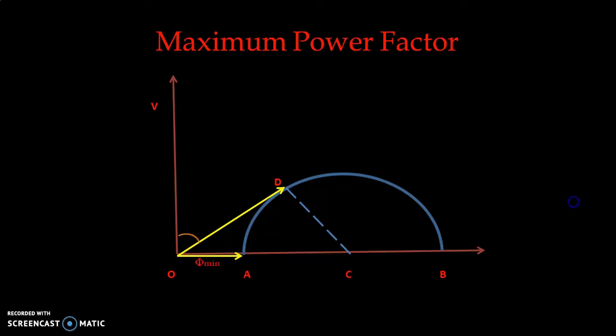The angle which the current makes with the voltage axis, that is angle VOD, is our φ minimum. This is the angle which decides the power factor. From trigonometry, we can see that angle DCO is also φ minimum. So angle DCO is also φ minimum.